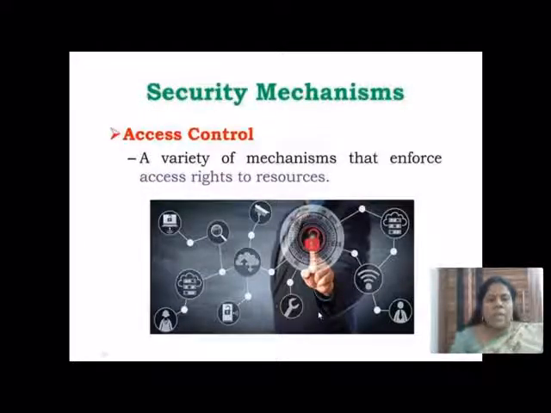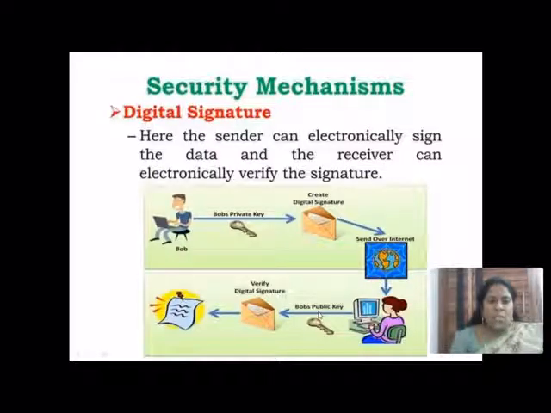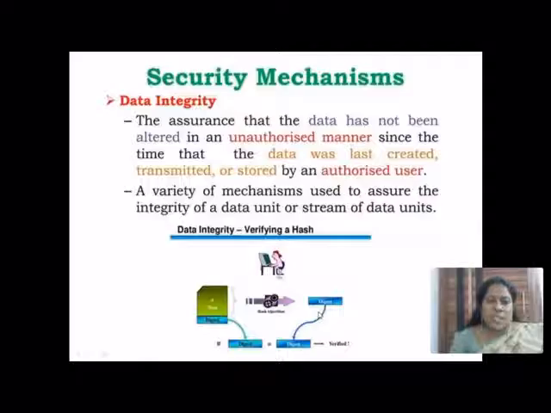Next one is access control, a variety of mechanisms that enforce access rights to resources. Then the third one is digital signature. Here the sender can electronically sign the data and the receiver can electronically verify the signature. In the below diagram, the sender sends the message signed with its own private key over the internet. The receiver can decrypt the message using the sender's public key to verify the signature and read the original message content.